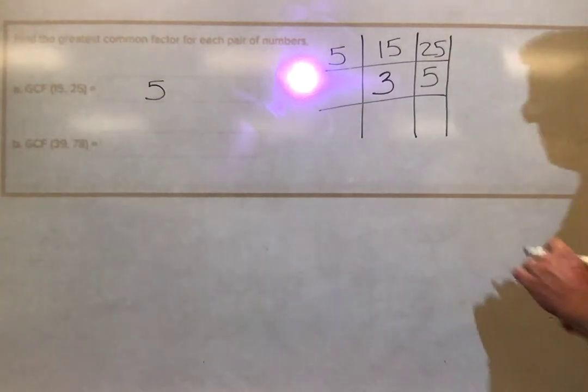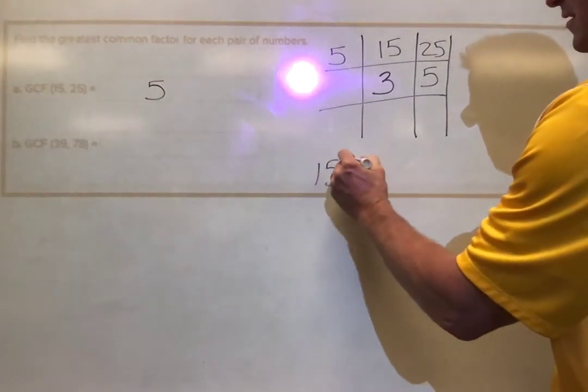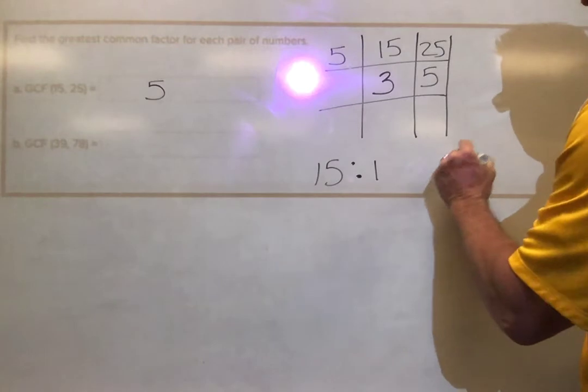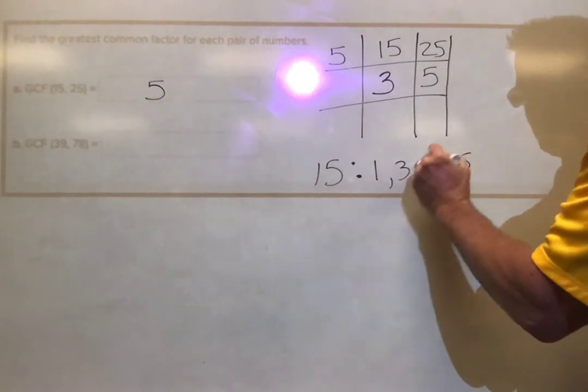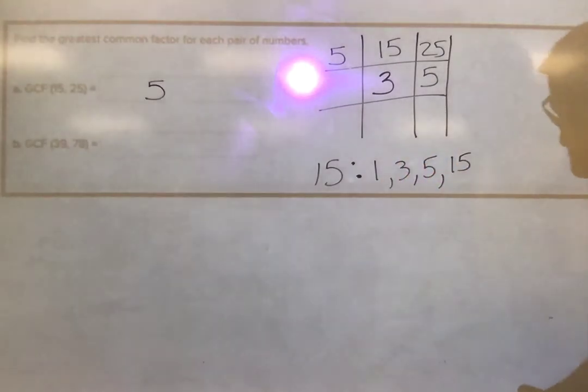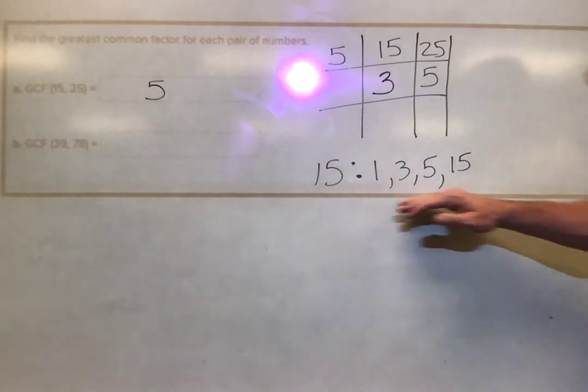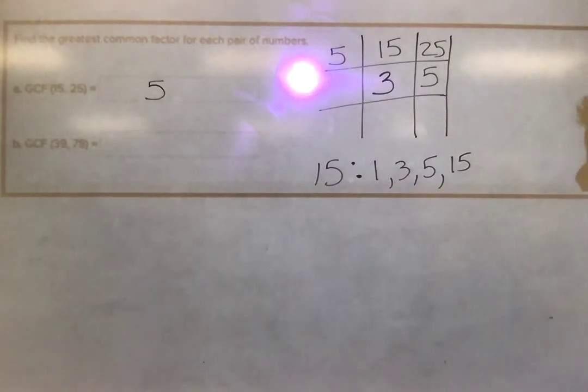Can't see that here, so I'll move down here. 1 times 15 and 3 times 5. Sometimes you list them out as multiplication problems. That's okay. It's easiest if you can get them least to greatest eventually, though. Then it's easy to see which ones they have in common.